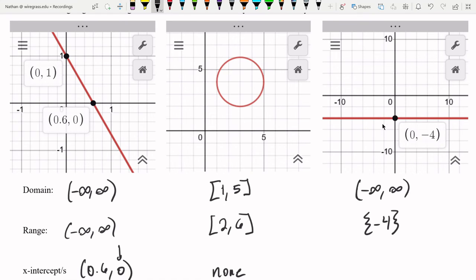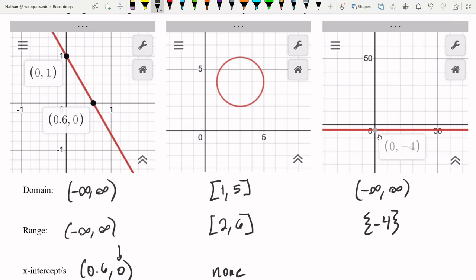You can go ahead and click on the line and drag it out. You can see it's always -4 on the y-coordinate. You can go as far out as you want. It'll always be -4.